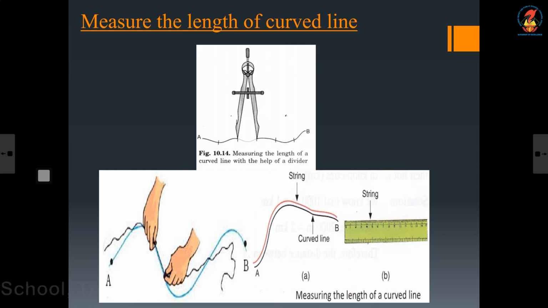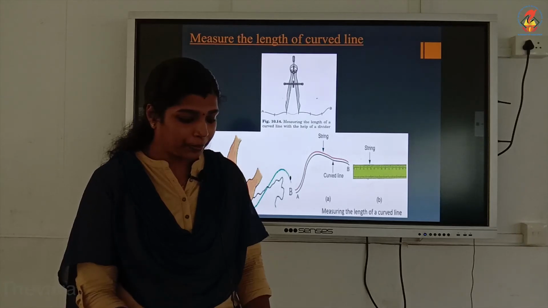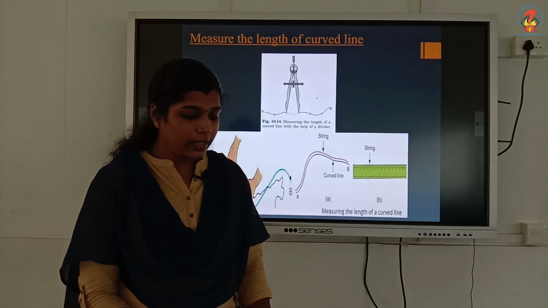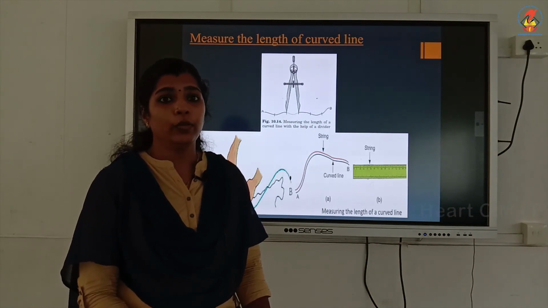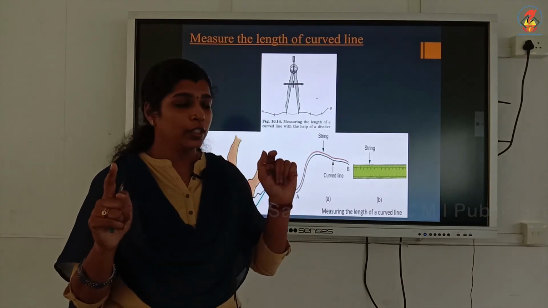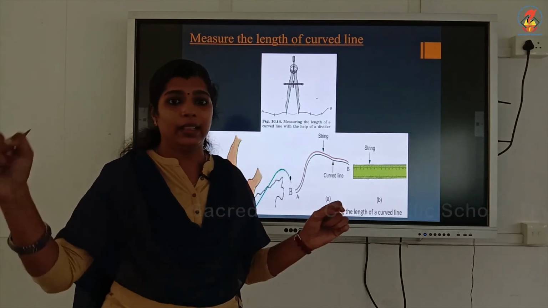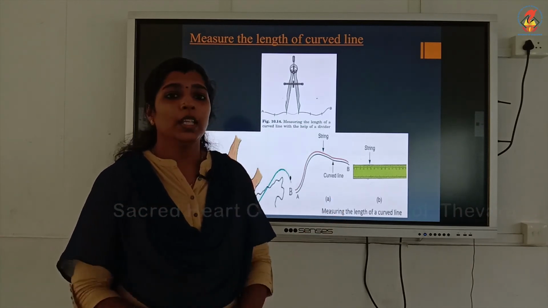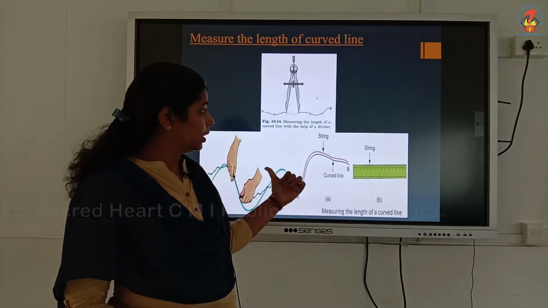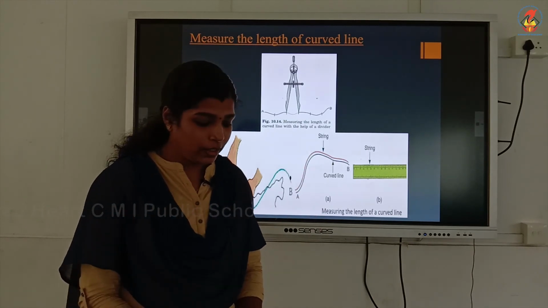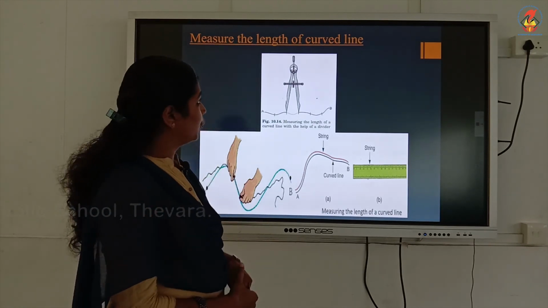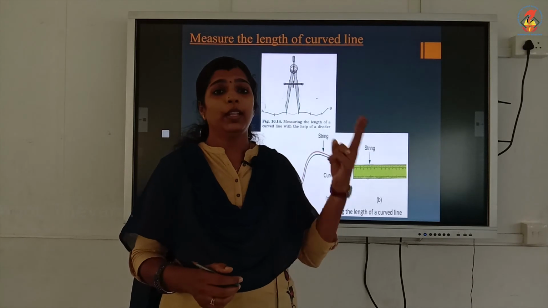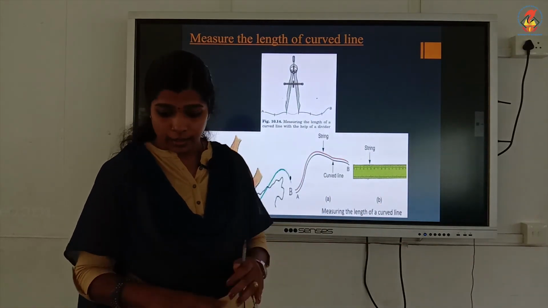Okay. Now we will stretch out the thread on the meter scale and measure the marked portion, that is, the two knots we made. The length between the first knot and the second knot is the length of that curved line. Okay. So we can measure the length of a curved line in two ways, with the help of a divider and with the help of a thread.